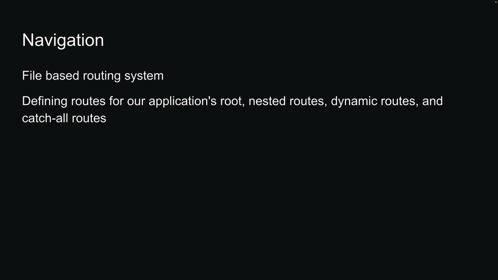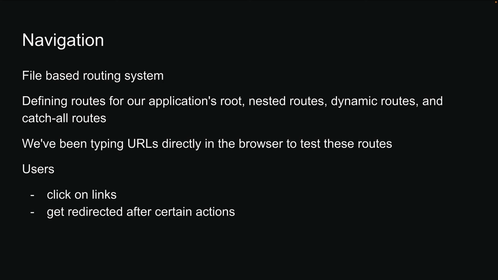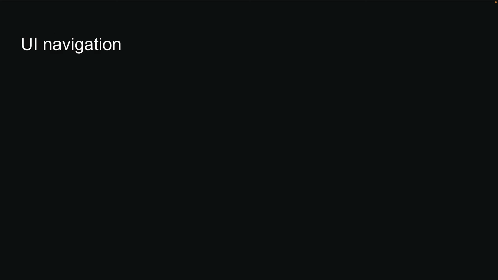Previously, we dove into the file-based routing system in Next.js. We covered defining routes for our application's root route, nested routes, dynamic routes, and catch-all routes. While we've been typing URLs directly in the browser to test these routes, that is not how real users navigate websites. Instead, they click on links or get redirected after certain actions. Let's see how to implement this in Next.js.